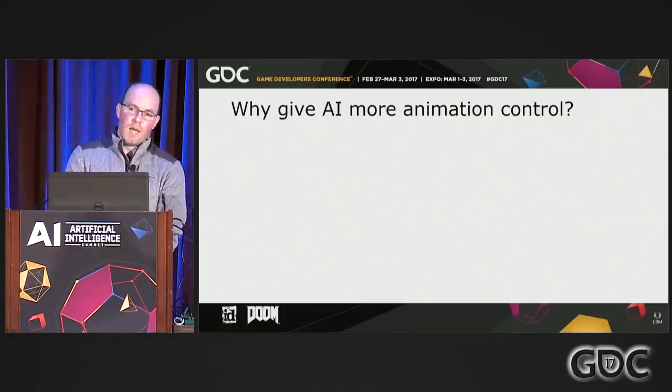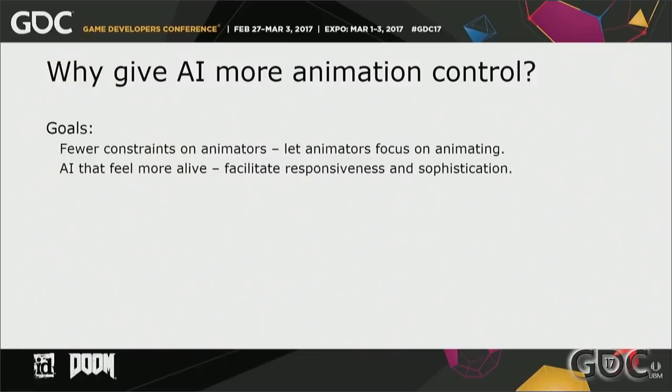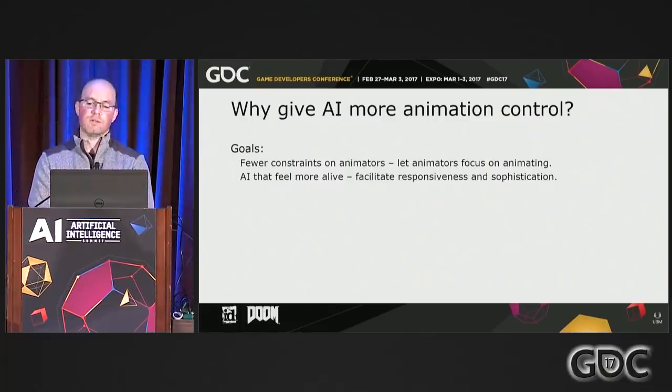So why give the AI more animation control, though? To sum up, the two goals were: keep the animators from being unnecessarily constrained, since the thing that they do best is animate straightforward, full-body animations that play out the way they see them in their tools. And second, make it easier for the AI to do more sophisticated things without needing to constantly refactor non-AI code in ways that only the AI ultimately benefits from.